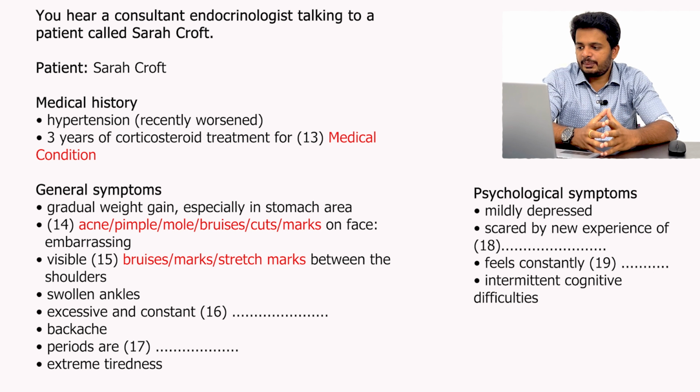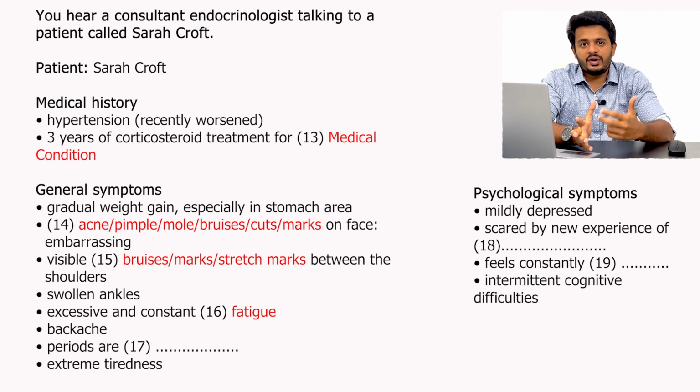The next one says that the patient has excessive and constant dash. That means there is a certain symptom or condition the patient is experiencing excessively and constantly. And what would that be? For example, it can be fatigue, excessive and constant fatigue, or it can be tiredness. But here, tiredness won't come as an answer because tiredness is already mentioned in the case note as a bullet point. So tiredness won't come as an answer.